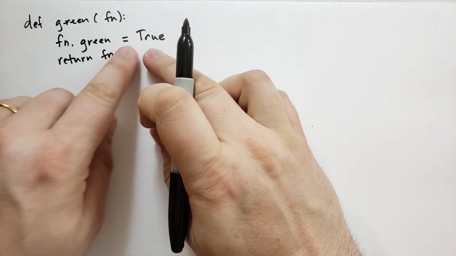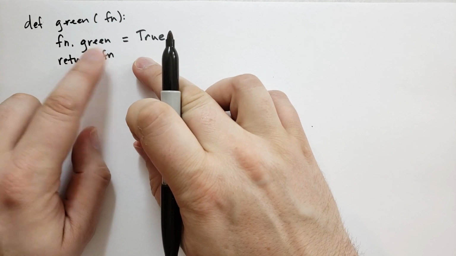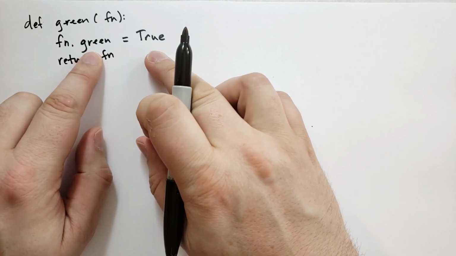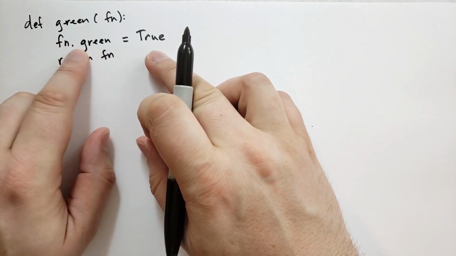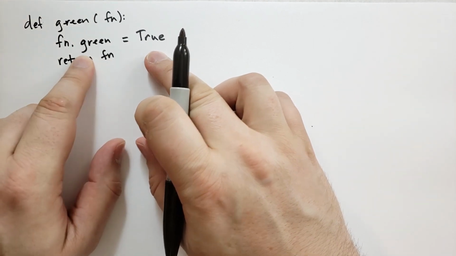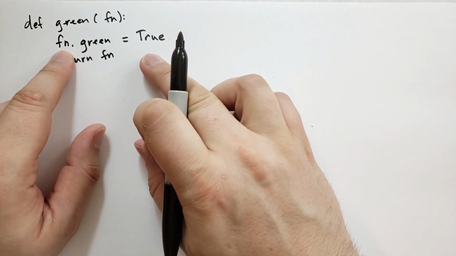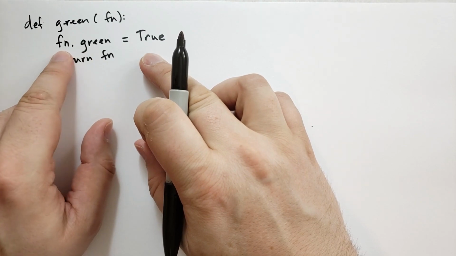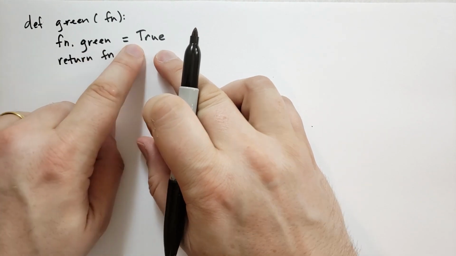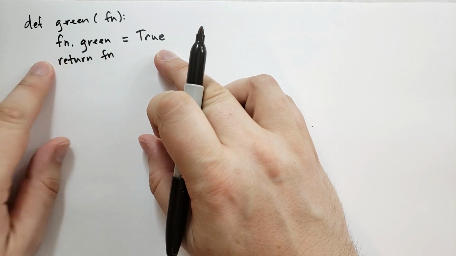You might not be familiar with this. We're going to go a lot deeper into this when we go over programming classes and attributes and methods and stuff like that. But basically each object in Python has its own namespace, and so this is saying I'm looking inside the function object for the green variable and I'm assigning that to true. That's basically what it's doing.